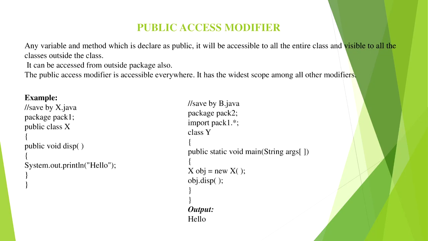The next access modifier is the public access modifier. Any variable or method declared as public will be accessible to all classes, and visible to all classes outside the class. It can be accessed from outside the package also. The public access modifier is accessible everywhere, and that's why its scope is the widest.